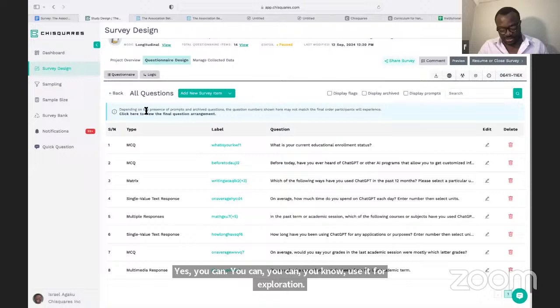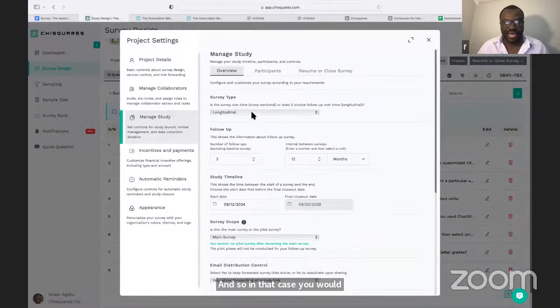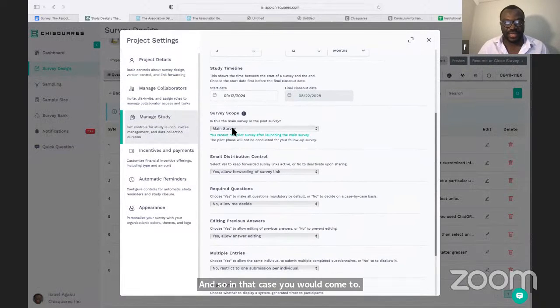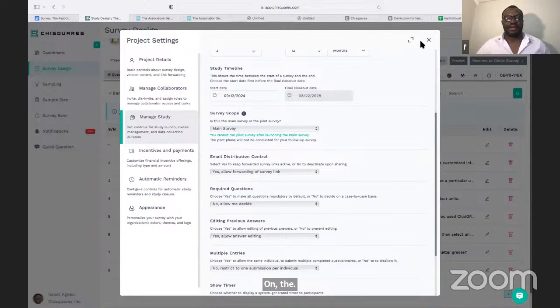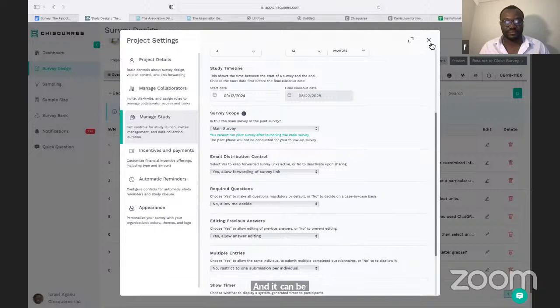Sometimes exploratory studies might be pilot studies. And so in that case, you would come to here, and under the main study, you can either select main study or pilot study. But the bottom line, what I'm trying to say, is that exploratory study is not a very well-defined research design per se. So you have to define what exactly you want, but essentially it can be anything under the sun. It can be a cross-sectional survey, it can be anything. But yes, you can still use the platform to collect any kind of data you are interested in.